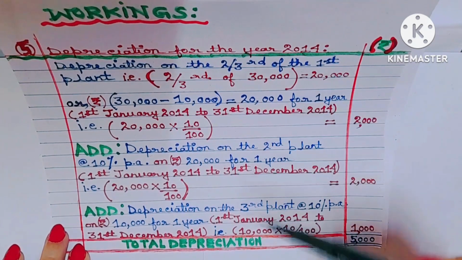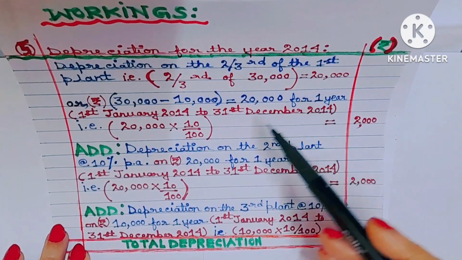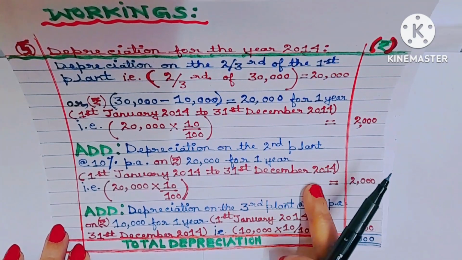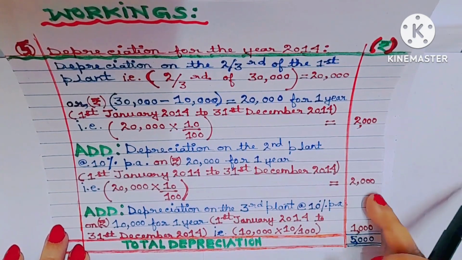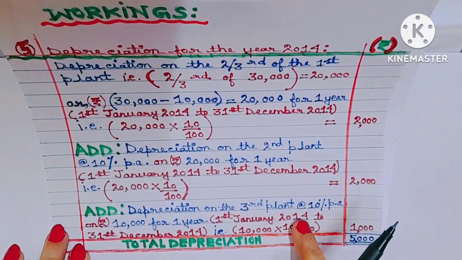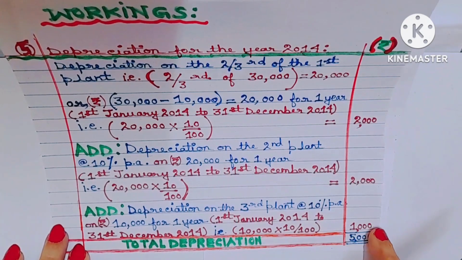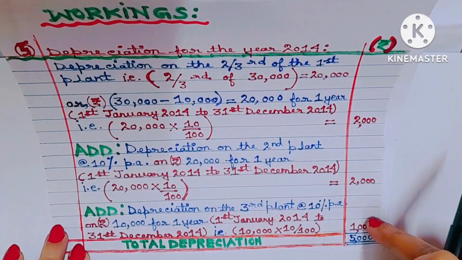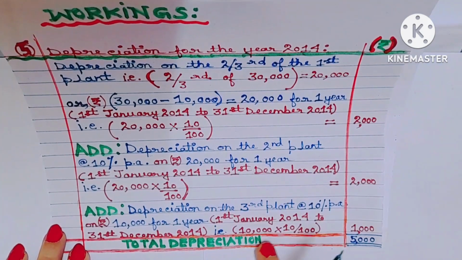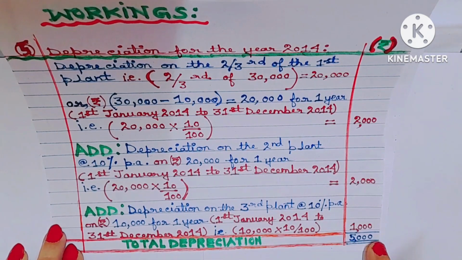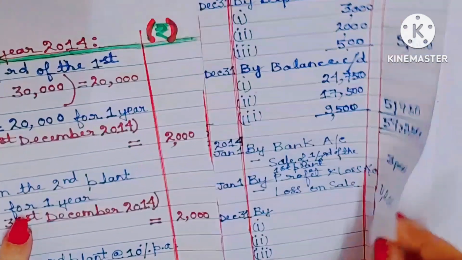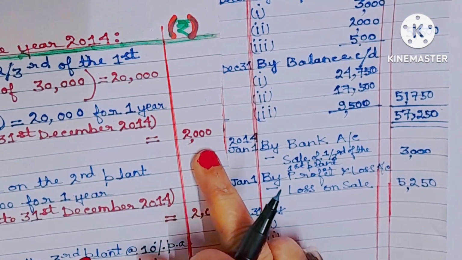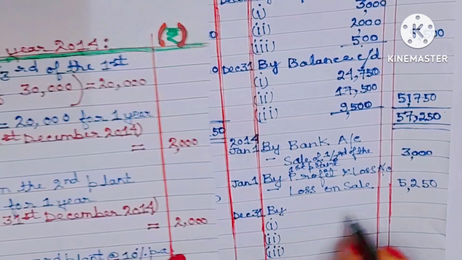So depreciation on the 2/3 of the first plant for the year 2014 is 2,000. Depreciation on the second plant for the year 2014 is 2,000. Depreciation on the third plant for the year 2014 is 1,000. So if you add these three, that is 2,000 plus 2,000 plus 1,000, you'll get 5,000. This is the total depreciation. Understood? Now let's write. So let's write depreciation on 2/3 of the first plant, that is number 1 is 2,000.